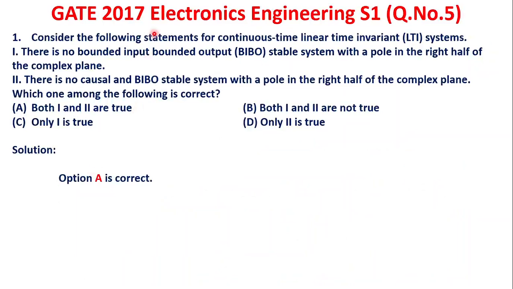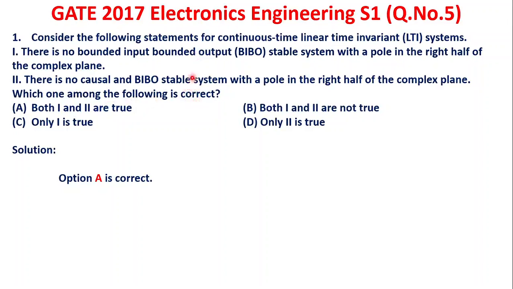Problem number 1 is taken from 2017 Electronics Engineering Set 1, question number 5. Consider the following statements for continuous time linear time invariant systems. Number 1, there is no bounded input, bounded output stable system, that is BIBO stable system, with a pole in the right half of the complex plane. Second, there is no causal and BIBO stable system with a pole in the right half of the complex plane. Which one among the following is correct?